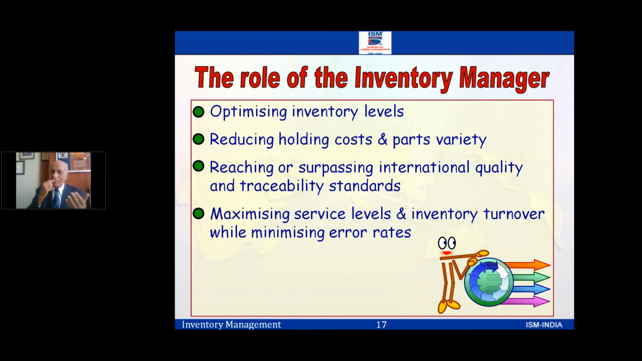Now, reaching and surpassing the international quality and traceability standards. There are standards on whether my inventory level is correct. Particularly those who are doing it online, on a real-time basis, their inventory quality is very good compared to those who are doing counting after every 2 months, 3 months. I've seen those days also when we used to count after every 1 month or 3 months, depending on the ABC level.